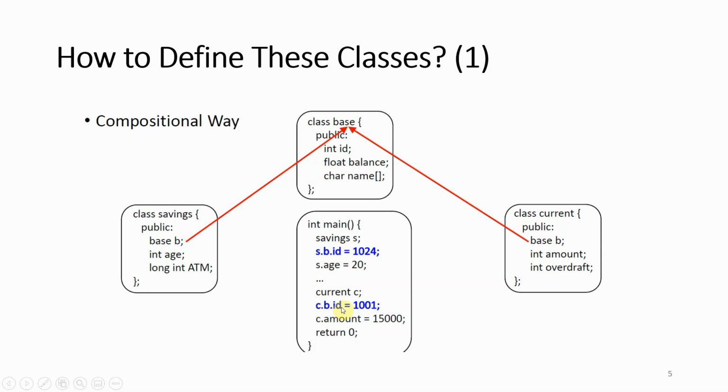So you see that if we define the classes like this, first of all, we have to define an additional member variable for each of these subclasses. And also, when we want to access member variables from base, we have to use multiple dot operators.